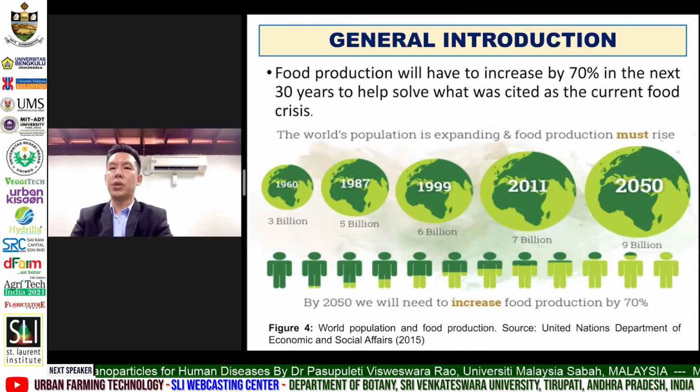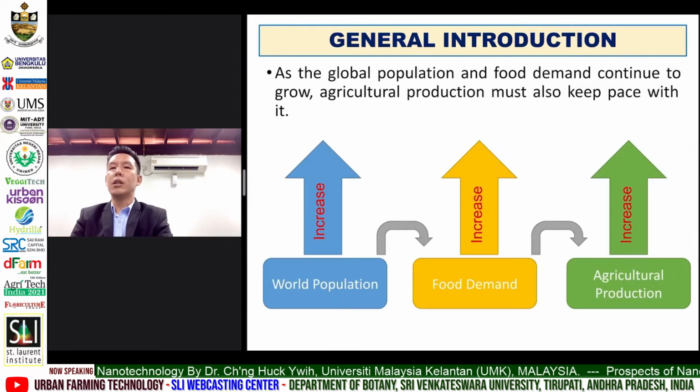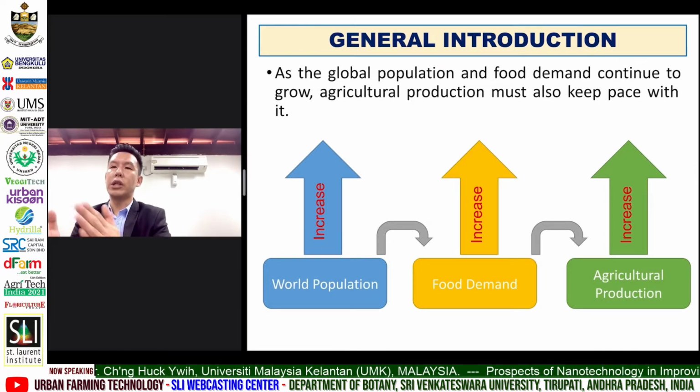The food production will have to double in 30 years in order to help solve what was cited as the current food crisis issue. Currently, one of the most important challenges to achieve food security is the intensification of global food production, as we need to increase the food production by 70% in order to accommodate 9.2 billion people in the year 2050. As the global population continues to grow, agricultural production must also keep pace with it.